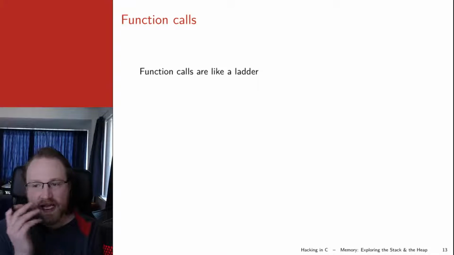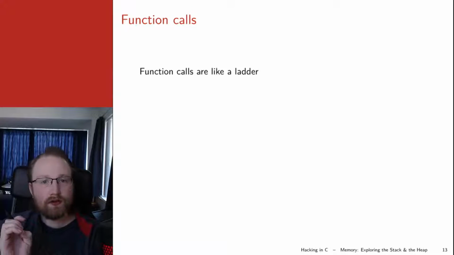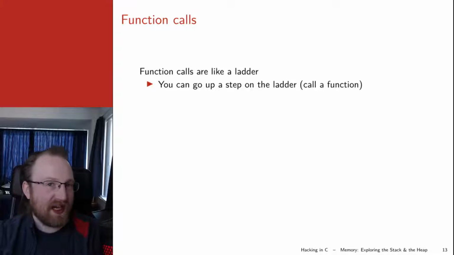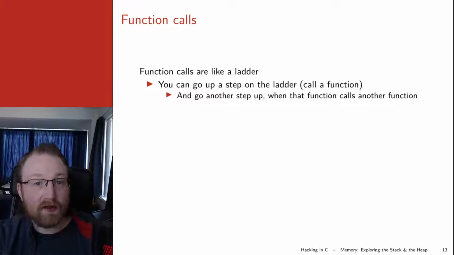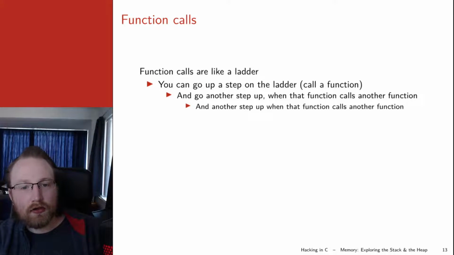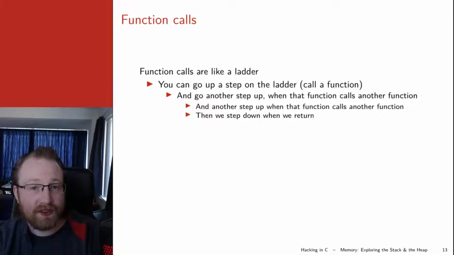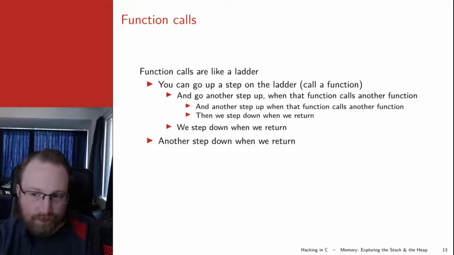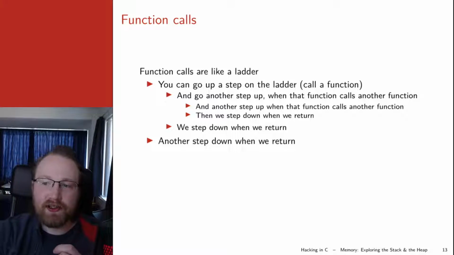So in most systems in existence, function calls within one single process are like a ladder. You can go up a step on the ladder, you can call a function, and you can go another step up when that function calls another function, and you can go another step up when that function calls another function, and then when that function returns, we take a step down the ladder, and one more step down the ladder, and one more step down the ladder. So that's linearly stepping up and down a ladder, basically.